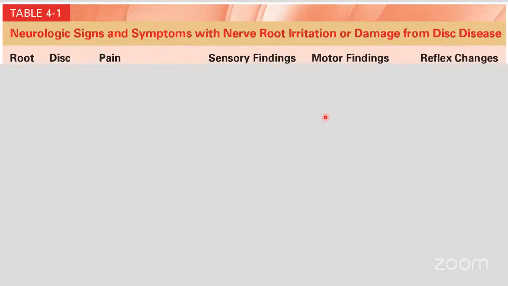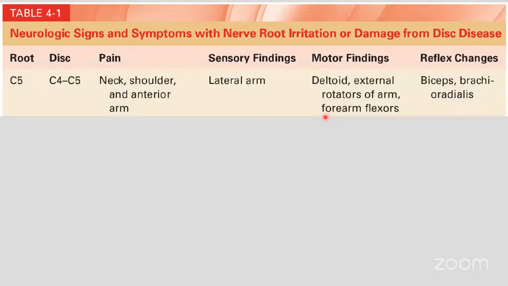I'll move on to neurologic signs and symptoms with nerve root irritation or damage from disc disease at specific root levels. For the C5 root, there is pain at the neck, shoulder, and the anterior arm. There is numbness or hypoesthesia in the lateral arm. There is weakness mainly of abduction of the shoulder joint, that is the deltoid, external rotators of the arm, and forearm flexors. Reflex changes are loss of reflex at biceps and brachioradialis.